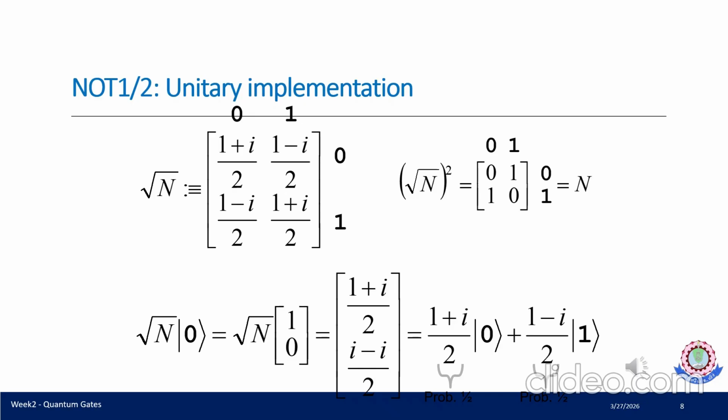Action on basis states: the effect of the square root of N on the computational basis states is |0> and |1>. Significance: the NOT gate is a fundamental example of a quantum gate that performs the operation of a classical bit flip, useful in quantum algorithms and in the analysis of unitary implementations. So this is the unitary implementation.